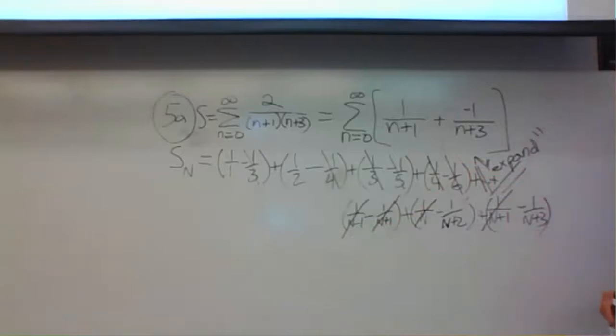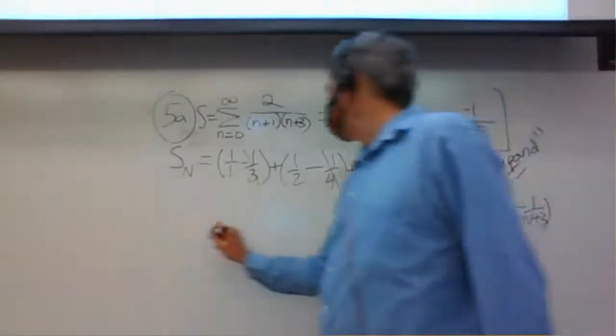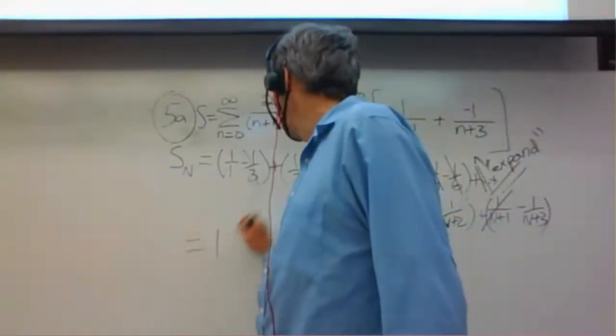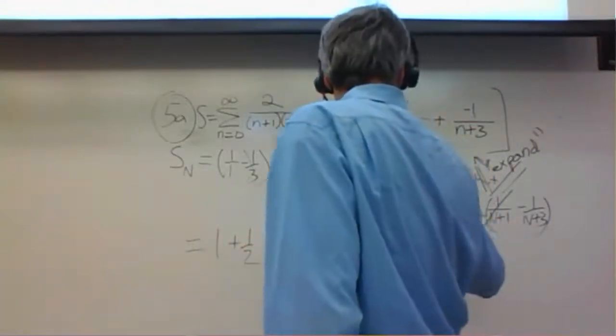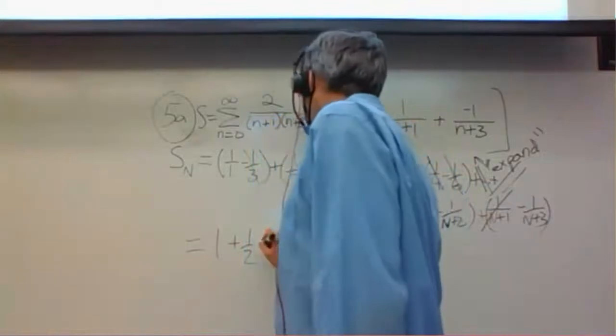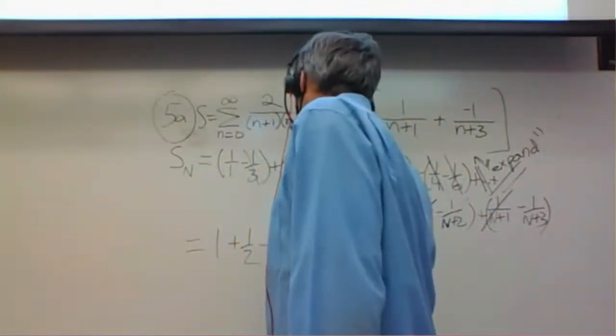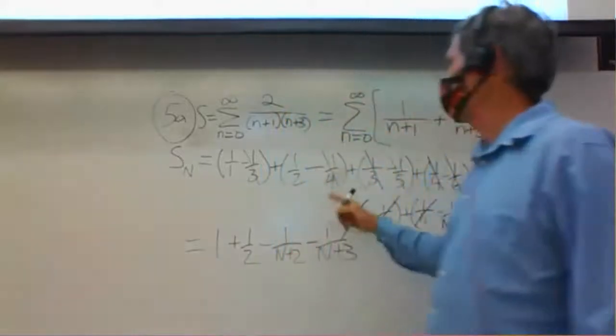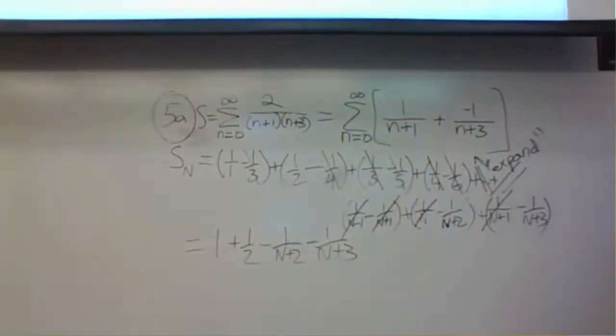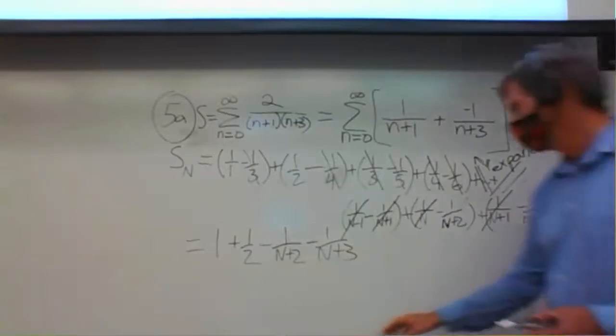It telescopes, right? Leaving at the end here just 1 plus a half, and then 2 on this end and 2 on that end. Minus 1 over n plus 2, minus 1 over n plus 3. There it is. So there's the nth partial sum. And how do I deduce the sum of the series from that? I'm sorry, it's getting a little low, isn't it?